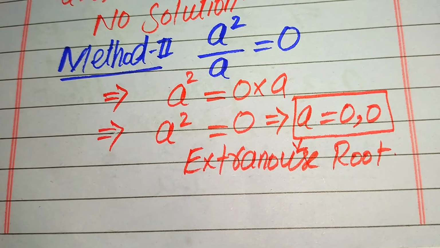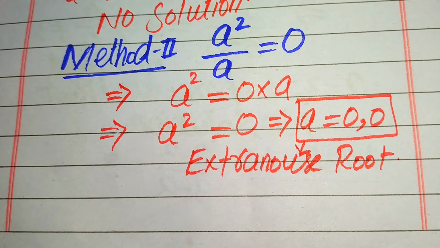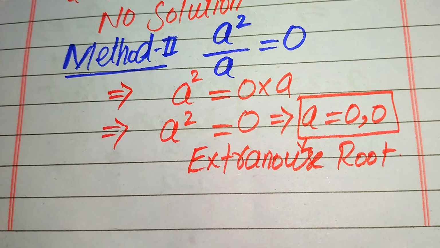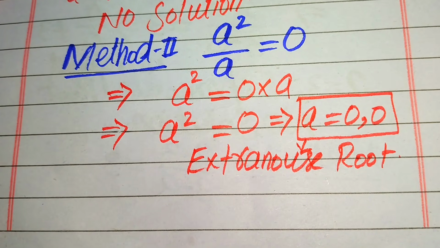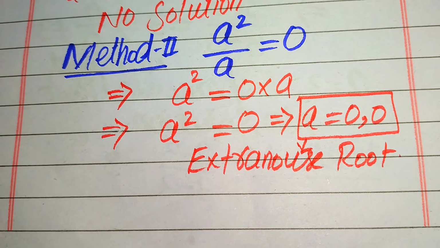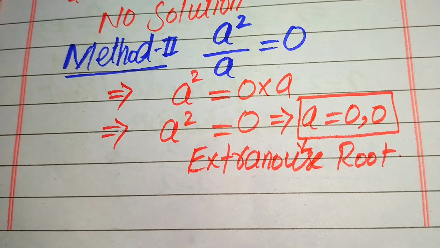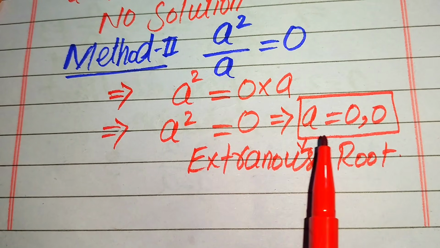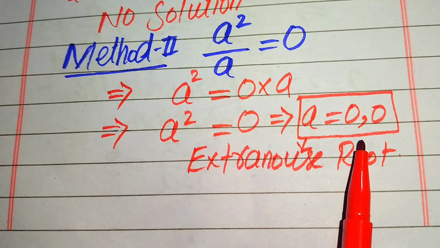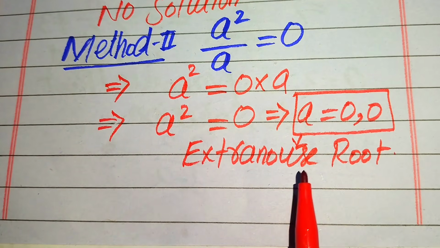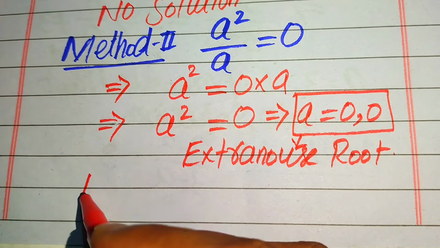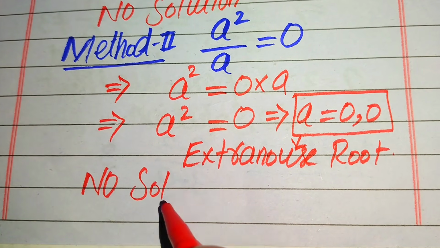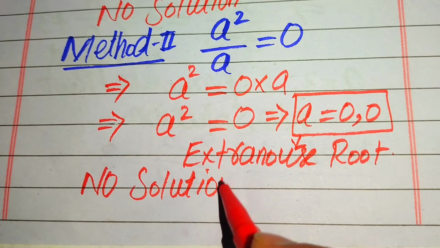Now I can explain the difference between an extraneous root and a solution. The roots which satisfy our given question statement are called the solutions of that equation, but the roots which do not satisfy our given question statement are called extraneous roots. Likewise, a equals 0 is an extraneous root. Further, we cannot get any other values of a which satisfy our given question statement. So we finally conclude that this question has no solution in general.